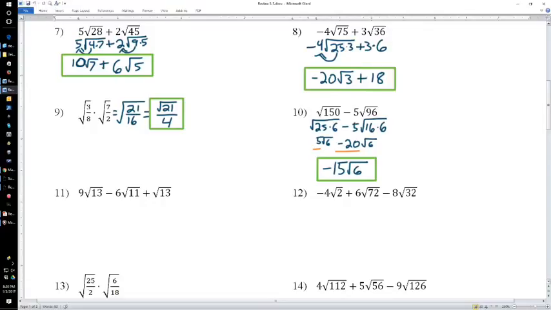Number 11 and number 12 are the same way. If you want to pause and try those right quick, I would suggest you go ahead and do it, but I'll do number 9 right quick. Number 9, there's nothing to reduce on this.